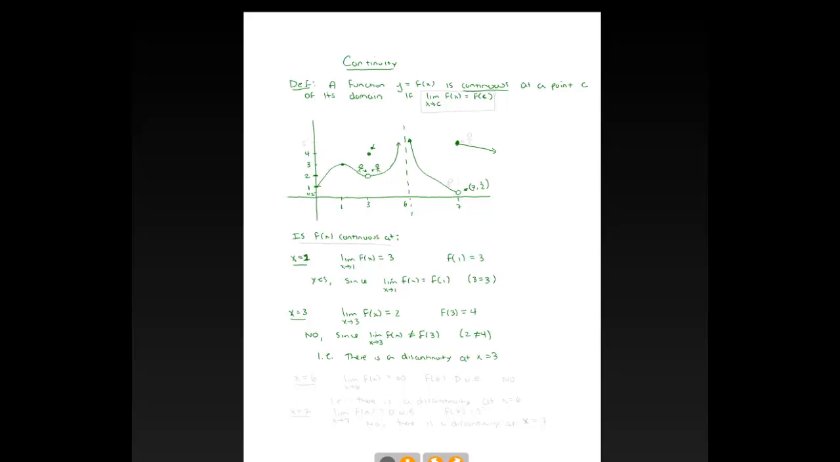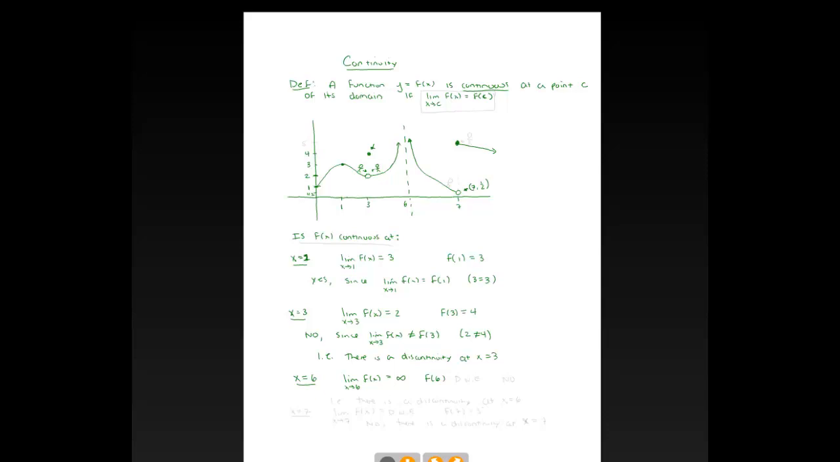Let's do just a couple more. How about at x equals 6? Is f of x continuous at x equals 6? Well, this one is actually pretty easy, because the limit as x goes to 6, when you approach 6 from both sides, it looks like you're heading to positive infinity. But what is f of 6?